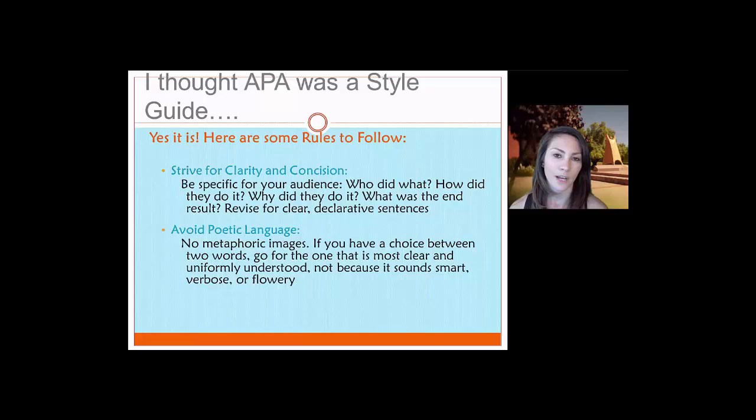So this is a trap that some students might fall into because they want to use really advanced words because they think that it makes them sound smarter. Reality is most people probably don't even know what that word means, so you want to use words and sentences that are easy to understand for anyone to read.